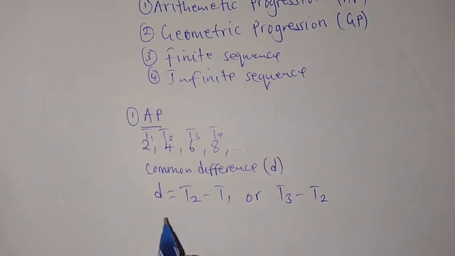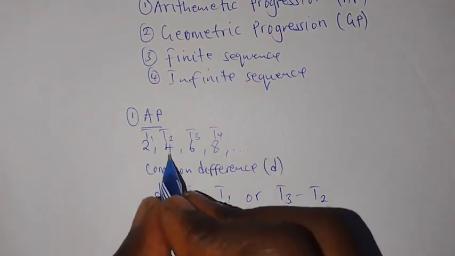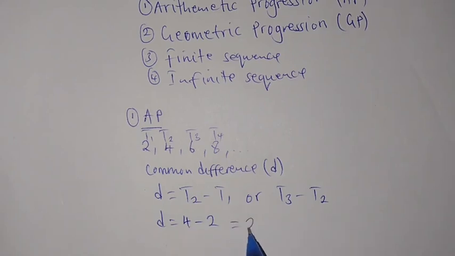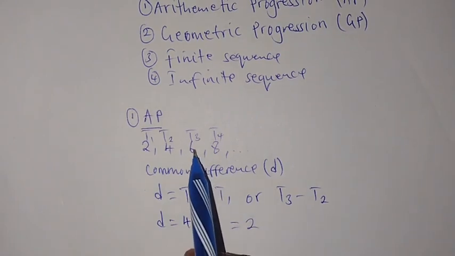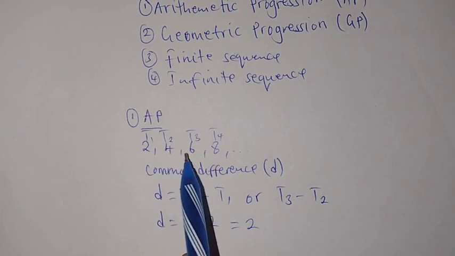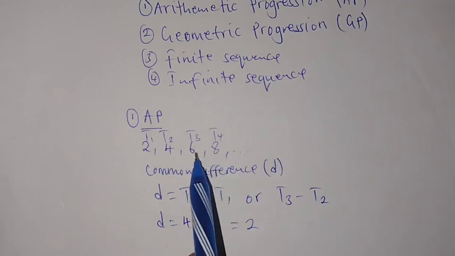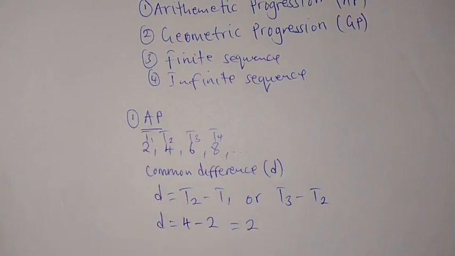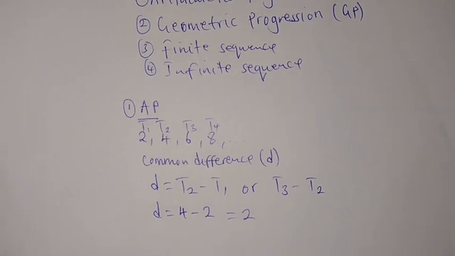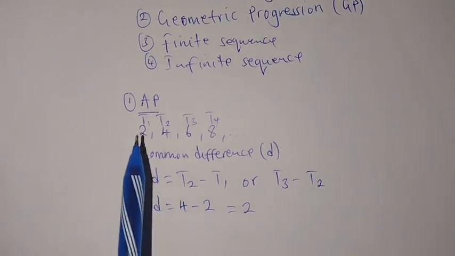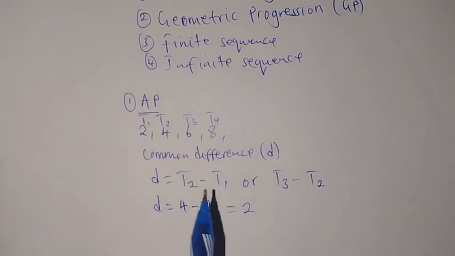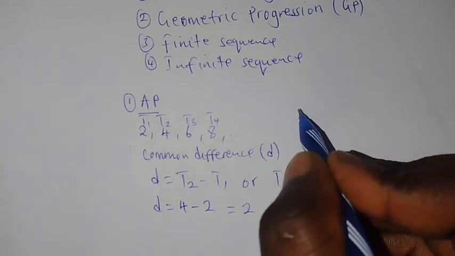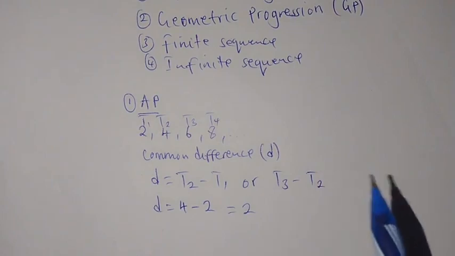It's constant. In this case, my second term is 4 and my first term is 2, and 4 minus 2 gives a difference of 2. Even if I say third term minus second term, I'll still get the same. Again, fourth term minus third term, I'll still get the same. Don't say fourth term minus term 1, because then the common difference won't be constant. So that is how we find the common difference. In an AP, each term is obtained by adding a constant difference to the previous term.